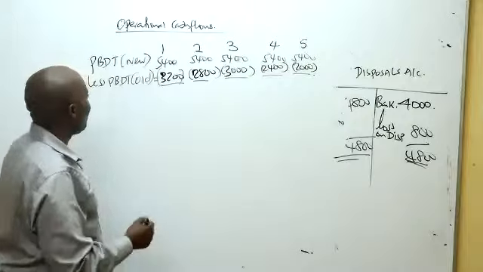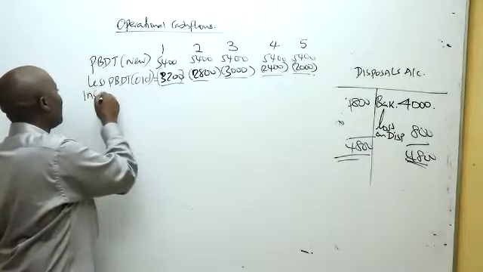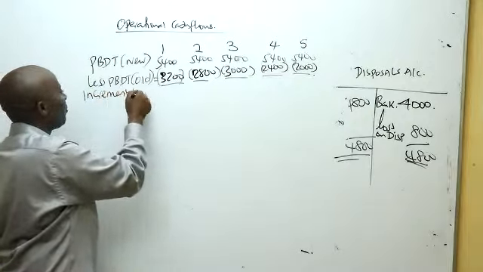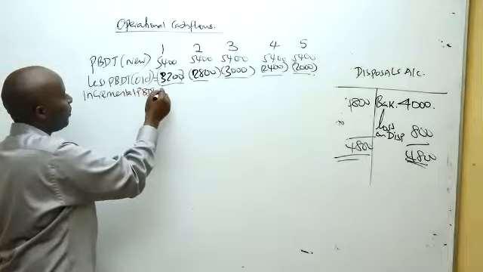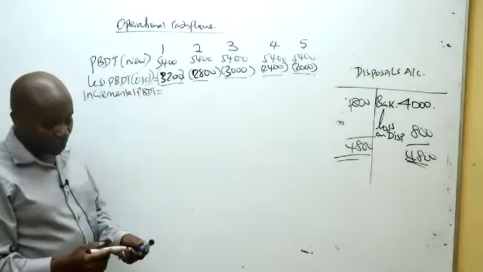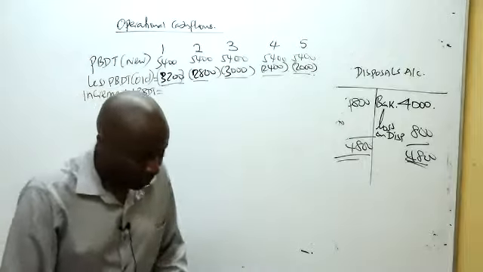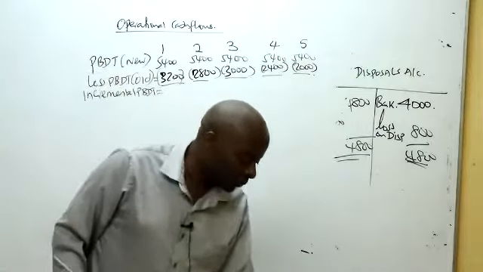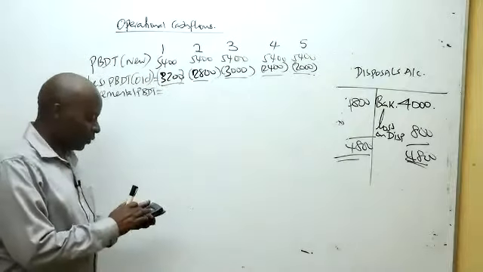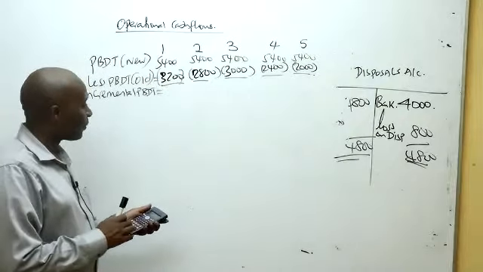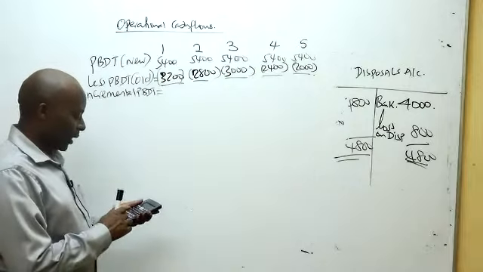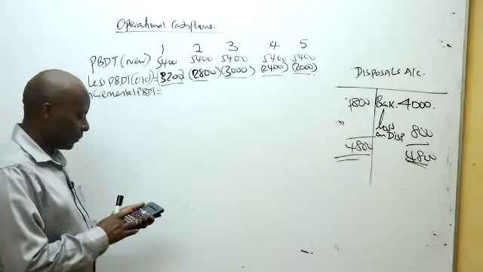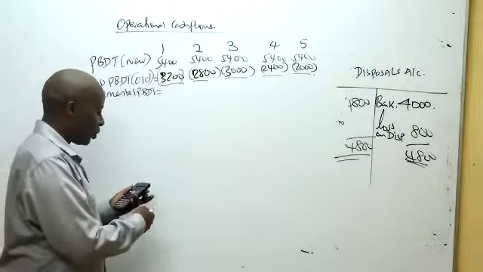So give us the incremental profit before depreciation and tax. Profit before depreciation and the taxation. I hope you have your calculators. So the first one will be 5,400. 5,400 minus 3,200, which gives us 2,200.